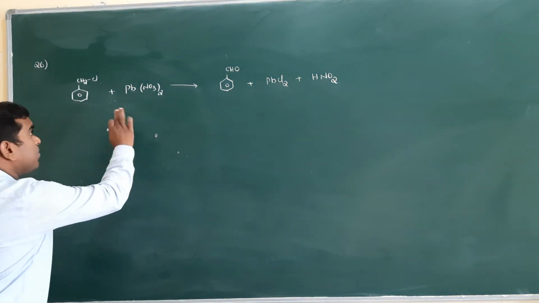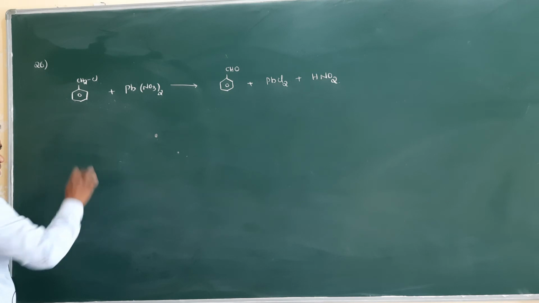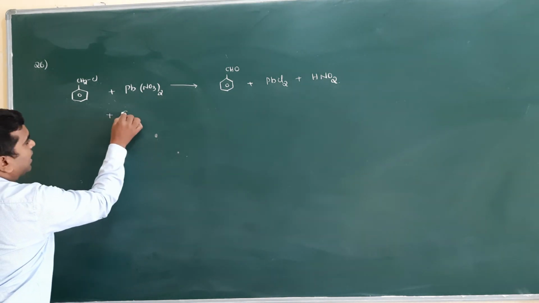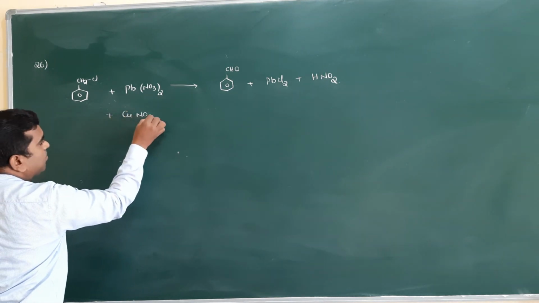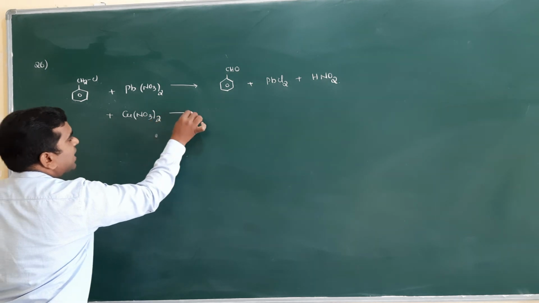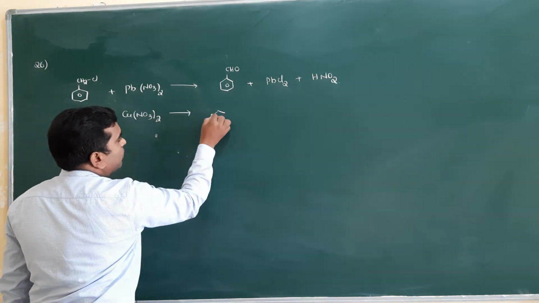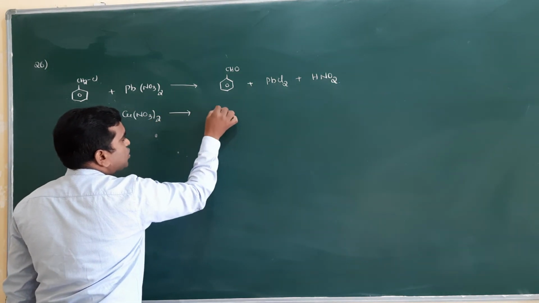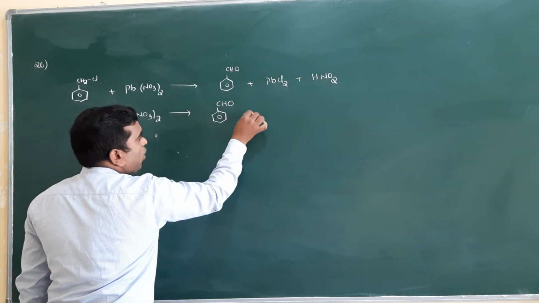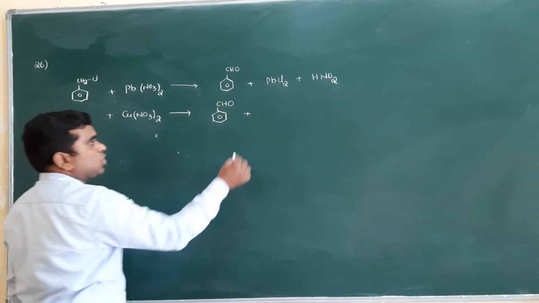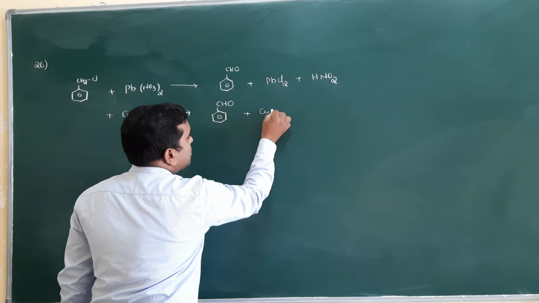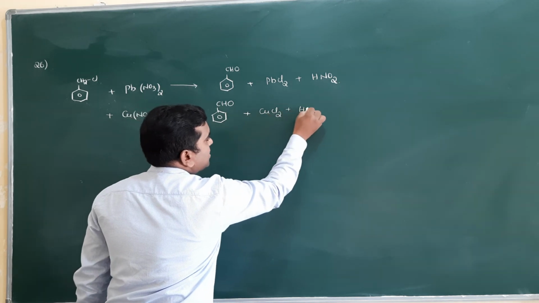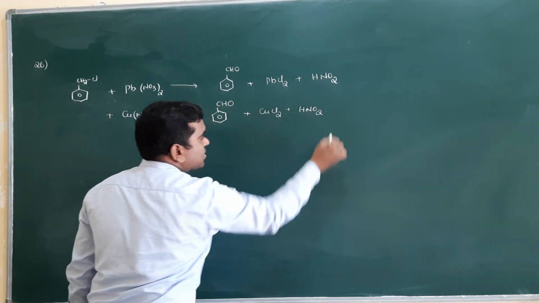See the question once. Sometimes they will ask: benzyl chloride treated with copper nitrate, same as lead nitrate. With lead nitrate or copper nitrate, you will get the compound benzaldehyde. Benzyl chloride is oxidized to benzaldehyde and you will get CuCl2 plus HNO2. This is the reaction. Clear?